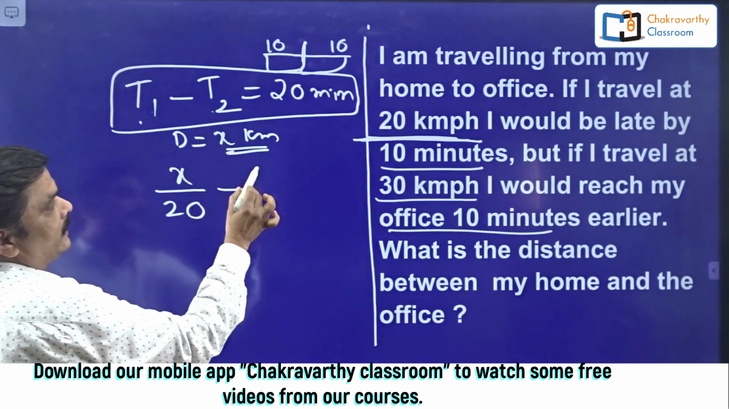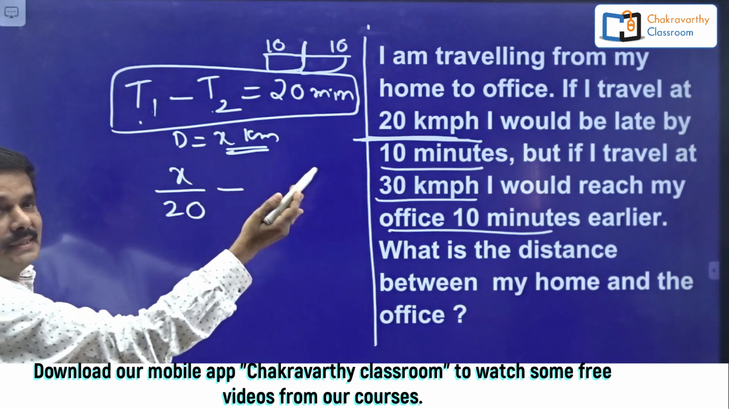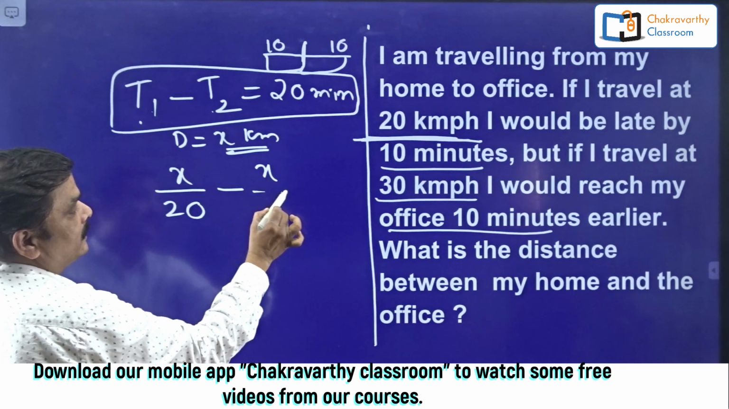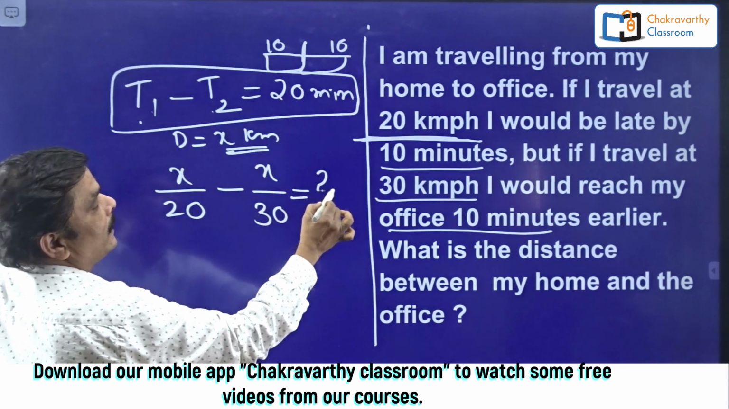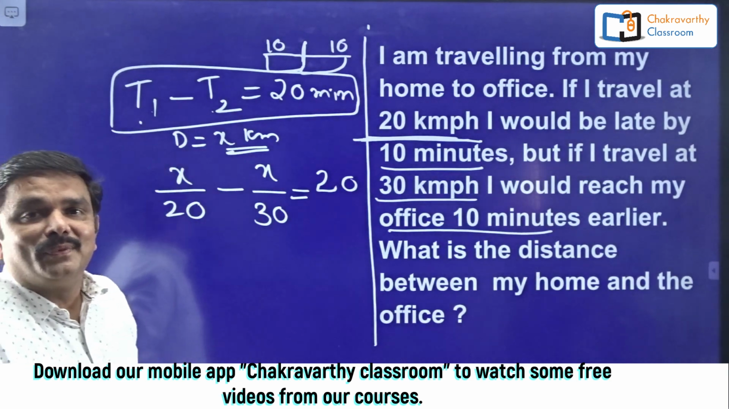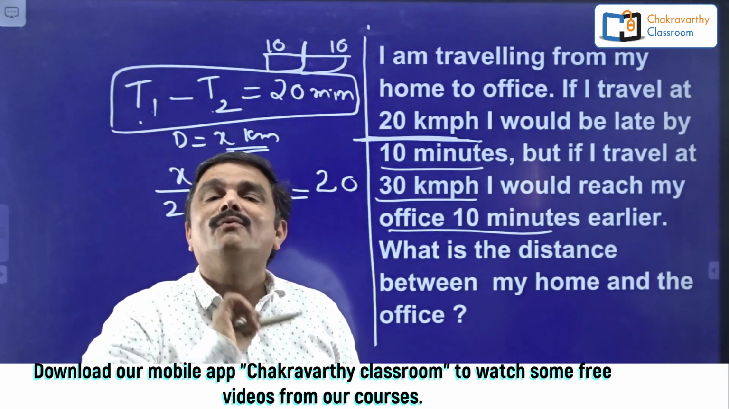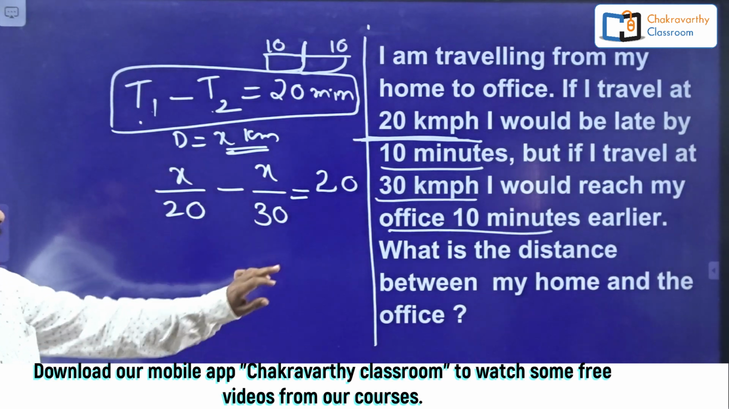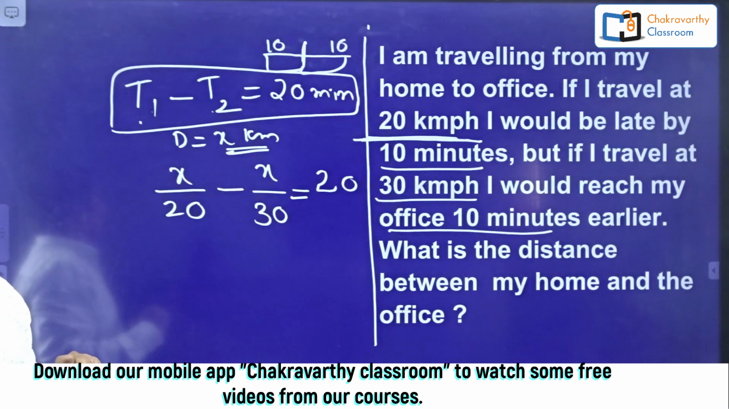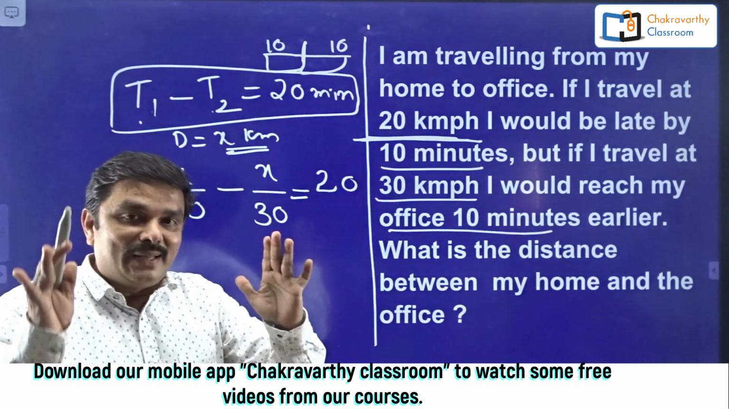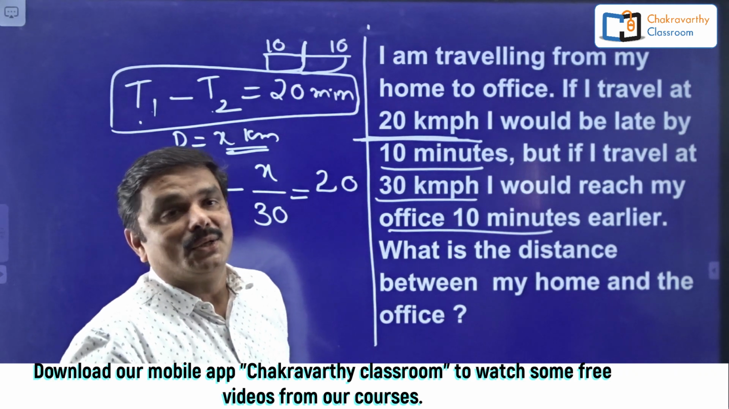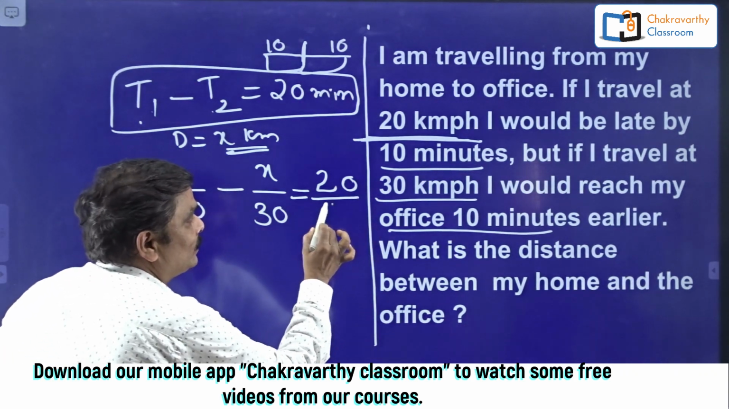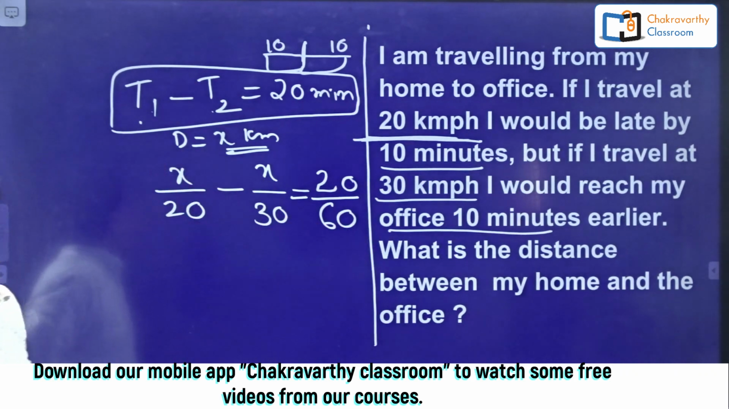So here distance is same. See, both the cases distance is same. That is distance by speed is equal to 20. Is it clear for all of you? Simple mathematical way. But one thing you observe here, this is x kilometers and 20 kilometers per hour, 30 kilometers per hour. For that reason, I am converting these minutes into hours. So that is 20 by 60. Hope this is clear for all of you.